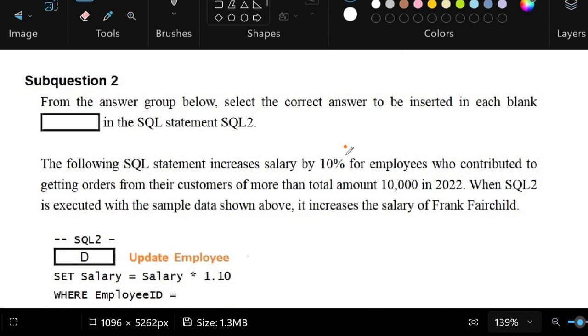Question number 3, sub-question 2 of the PhilNITS FE afternoon portion of the exam. In this question, we are being asked, the following SQL statement increases salary by 10% for employees who contributed to getting orders from their customers of more than the total amount 10,000 in 2022. When a SQL is executed with the sample data shown above, it increases the salary of Frank Fairchild, and we need to know what answers should be put for the blanks.